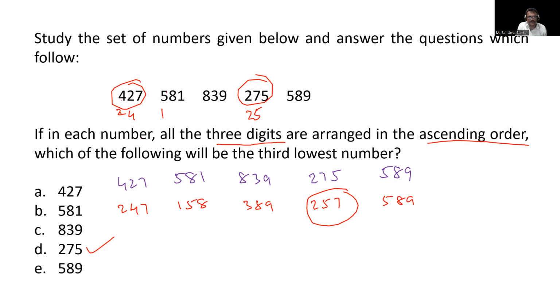So this is the first lowest, this is the second lowest, and what about this one? That is the third lowest. So what is the answer? Answer is 575.